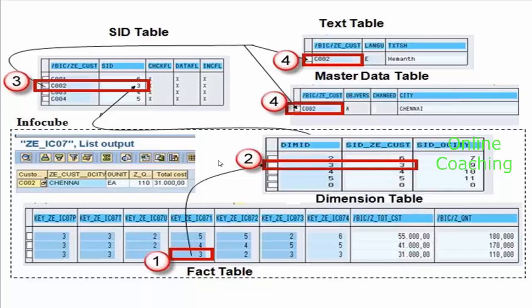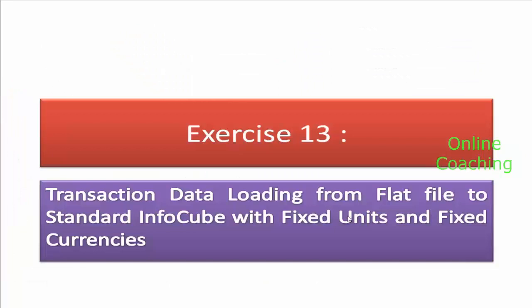This is the inside of your info cube. These parts are outside of your info cube. This is the outside of your info cube. Clear guys? This is more than enough for your star schema, extended star schema. Any questions you have?